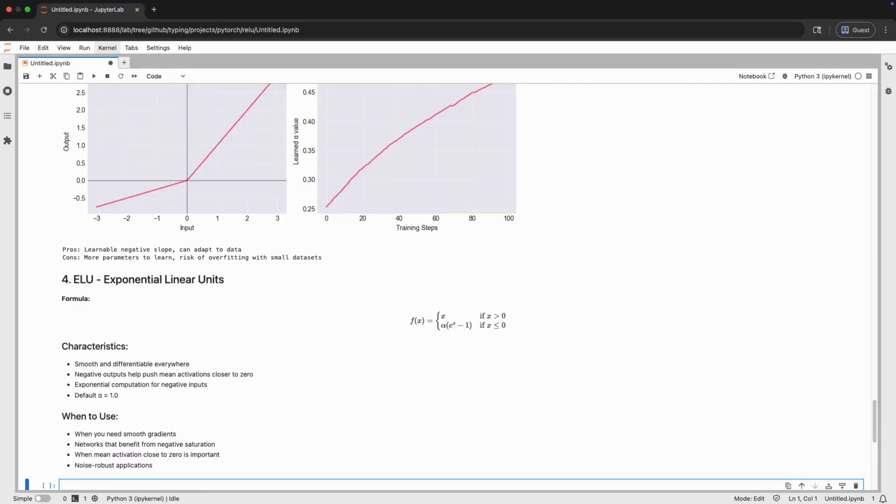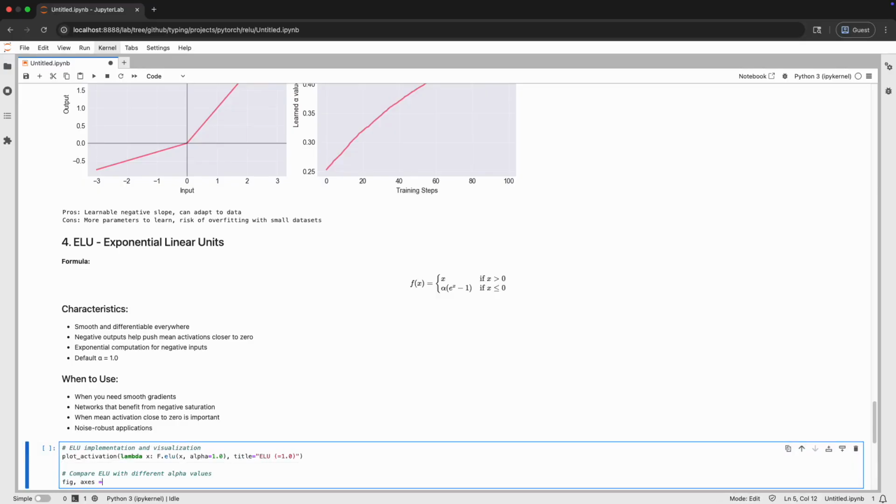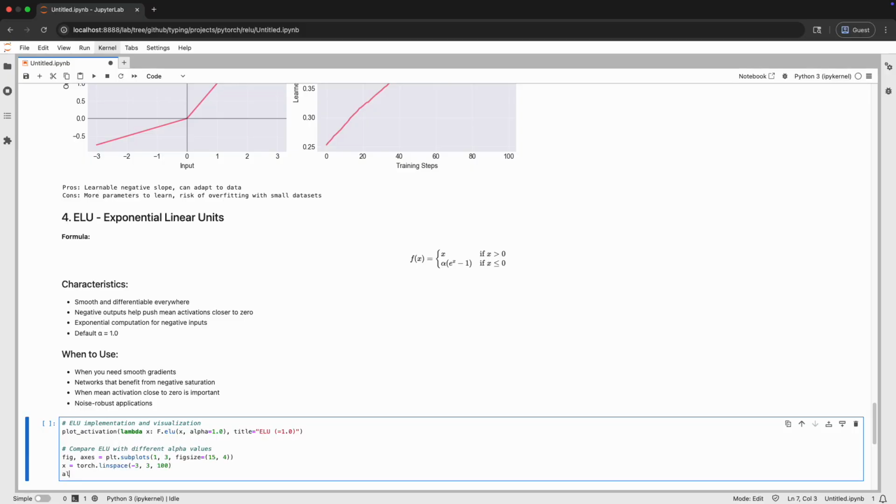ELU, or exponential linear units, introduces smooth and differentiable behavior everywhere. For negative inputs, it uses an exponential function that asymptotically approaches negative alpha. This creates negative outputs that help push mean activations closer to zero, which can improve learning dynamics. Core code. Let's visualize ELU with different alpha values.